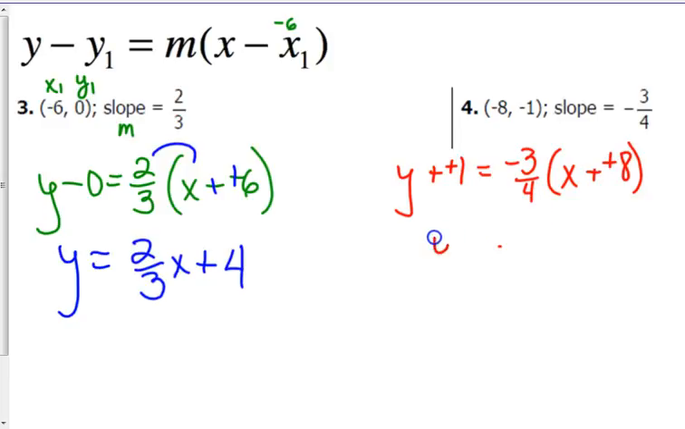All right, so we have y plus 1 equals, this is just negative 3/4 x. And then type negative 3 divided by 4 times 8. And what do we get? Good call. Negative 6. Last step is to do what?